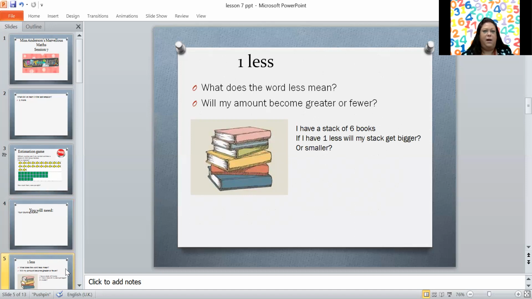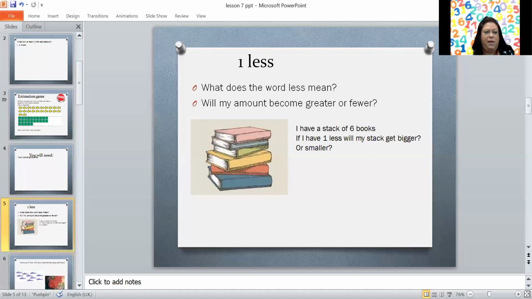Now, what does the word less mean? Have you heard it before? We thought about it in our estimation game there, didn't we? It meant that the amount got fewer. We didn't have as many. So here we've got those 6 books again. But if I took one away and had one less, how many would I have? 1, 2, 3, 4, 5. That number 6 one wouldn't be there, would it? So it would be a smaller amount, a fewer amount.